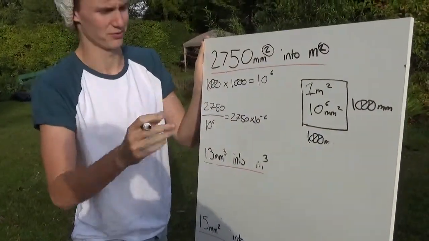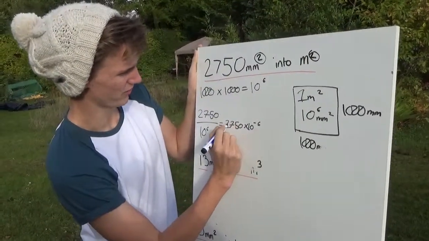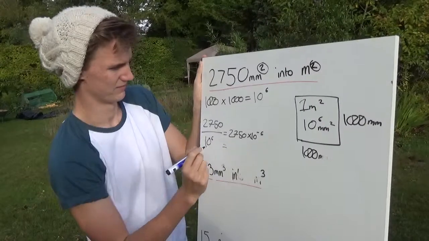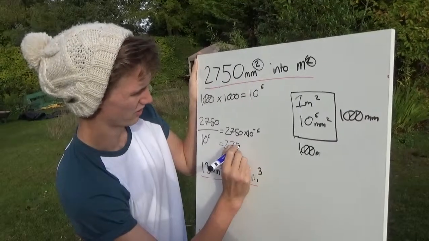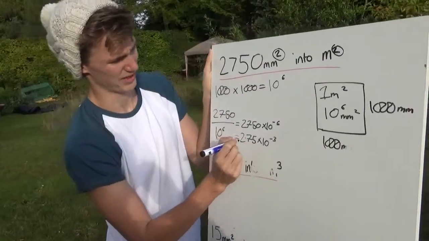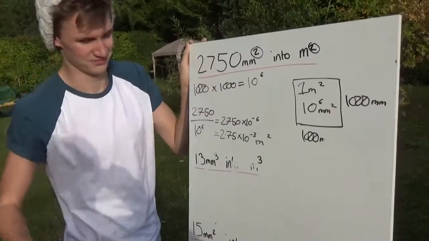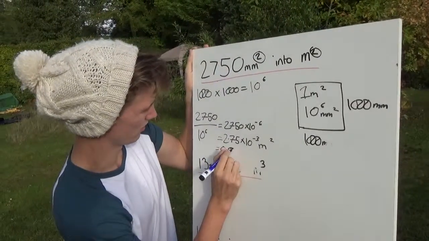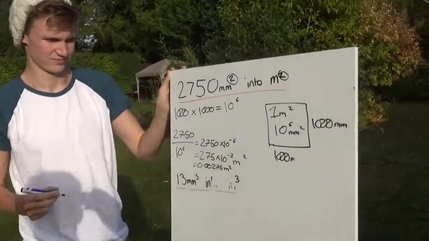We're not done yet. To get this into standard form, we go once, twice, three times over to get 2.75. So we keep the numbers large: 2.75 times 10 to the minus 3, because we've moved the decimal point 3 times. That is in meters squared. And as a decimal, it would be 0.00275 meters squared, and you've got that right.